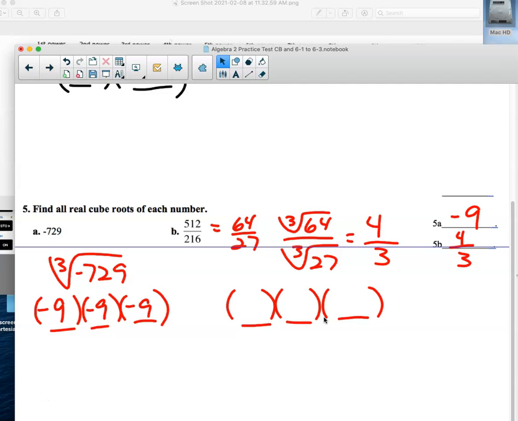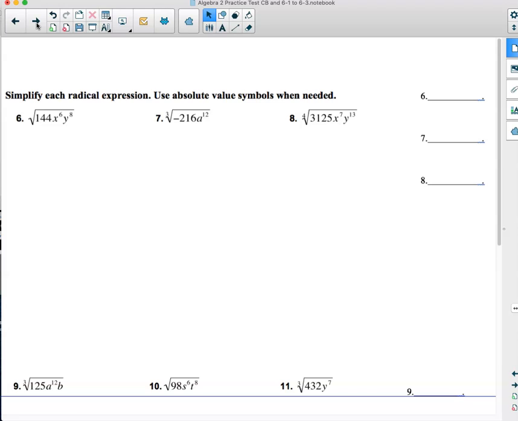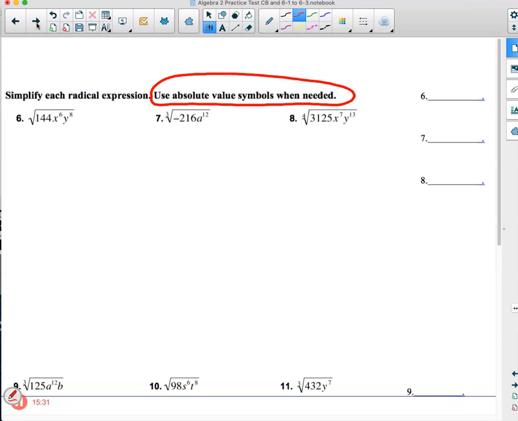All right, now, for those that are getting a little more complicated, not a lot at the beginning here, but by number 12, yeah, we're starting to see some more complicated stuff. So, number 6, simplify each radical expression, and you probably want to circle this or underline it or something so that if you do forget, when you come back to check the directions later, you'll go, oh man, I forgot to put the absolute value bars on there, and you can go back and take care of that.